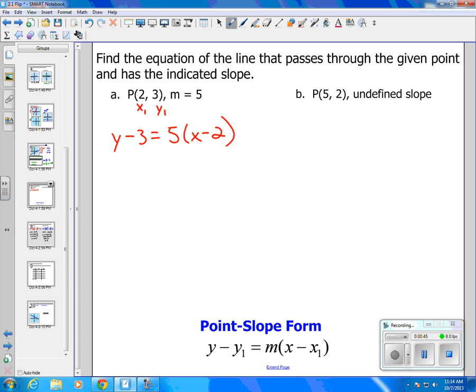From there, all we need to do is solve for y. So we distribute the 5 through and add 3 to both sides. So we will end up with y equals 5x minus 7.